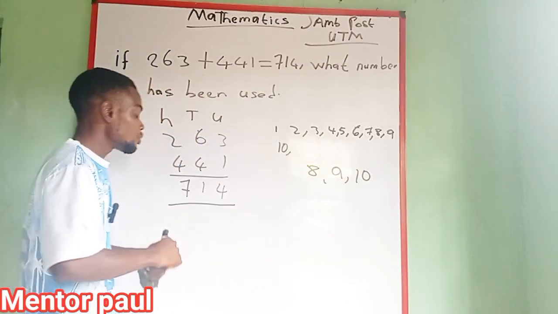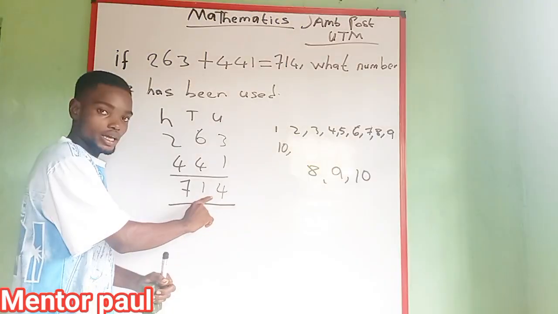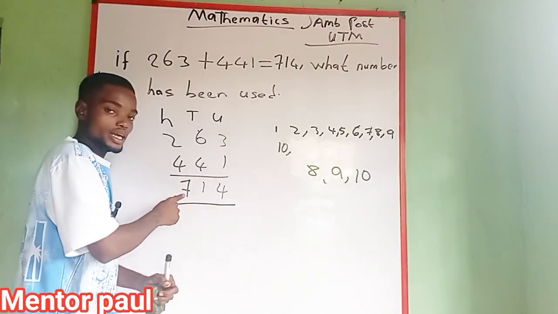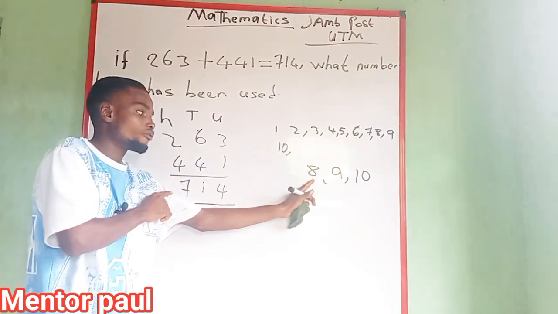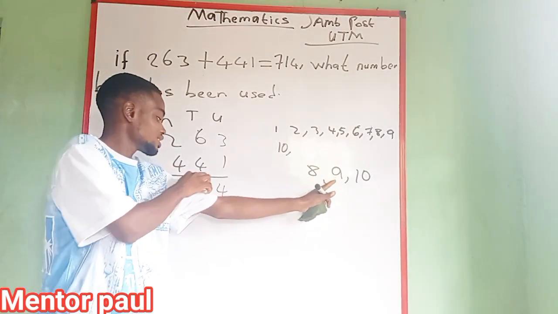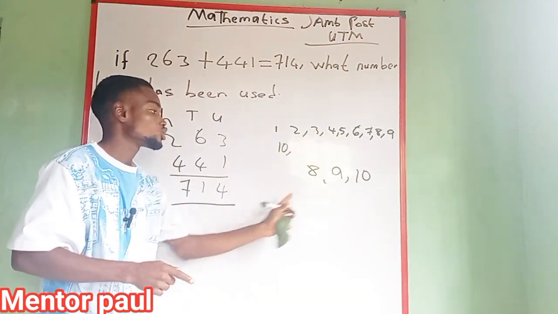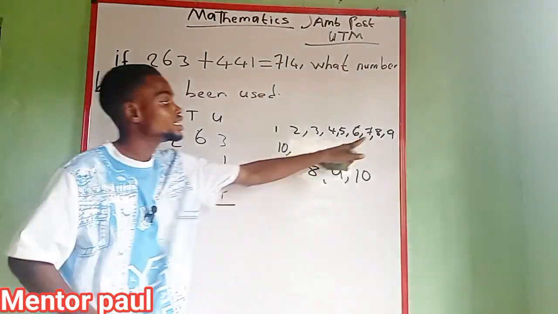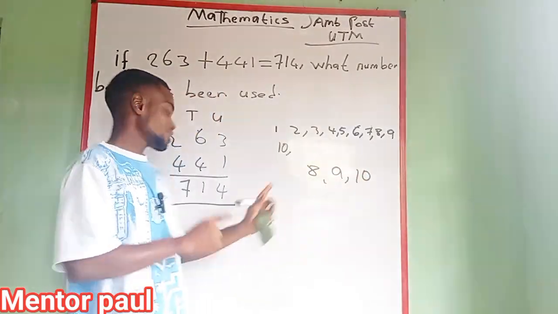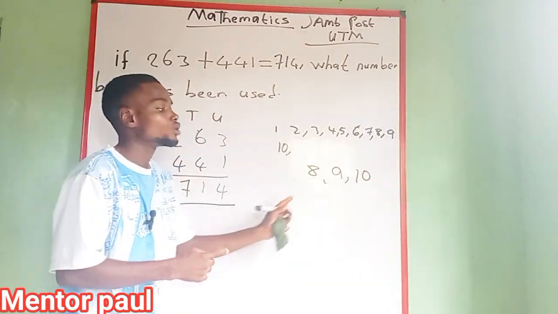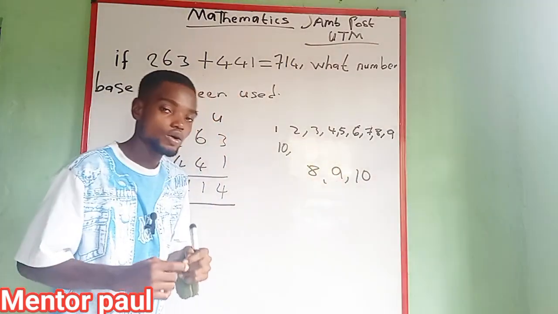Why did I say so? Because if it is base 8, 8 is not used here, and this 7 is the highest digit you can find in base 8. If it is base 9, it can also be 9, because 7 here is not up to 9. 7 is a digit found in base 9. Now it could also be base 10, because 7 is a digit found in base 10. So which of these bases is the correct base?